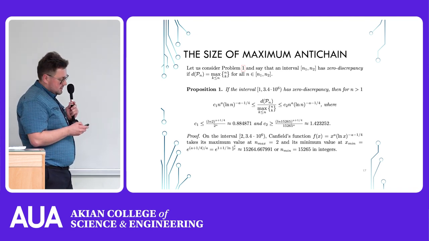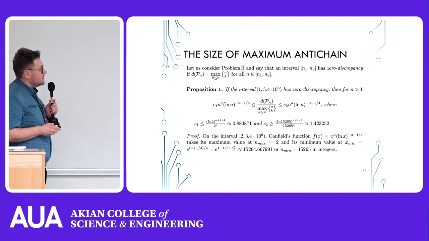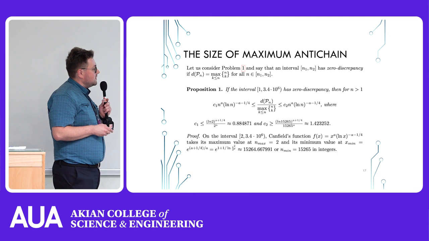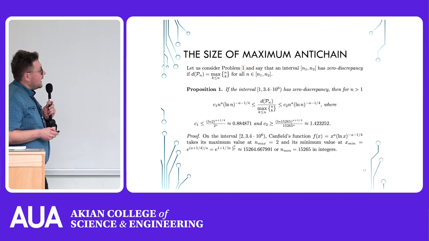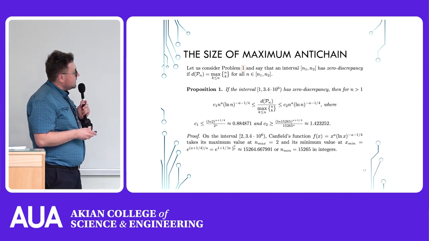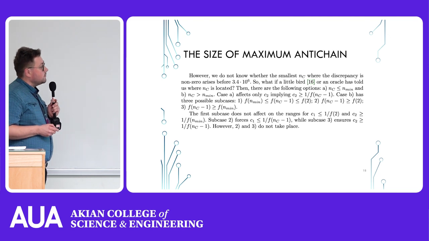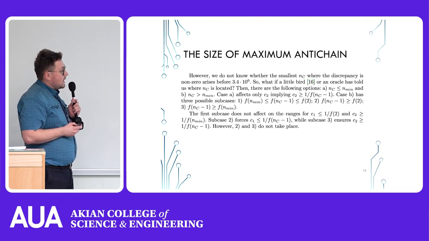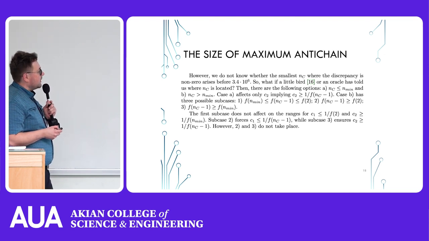The first proposition tells us what the constants are. The constants are obtained from the first order conditions for this function. It has its maximum and minimum on the left. It has its maximum at n2, and the minimum is given by this n in integers. That's not an integer if we compute it directly. And if a little bird would tell us where the discrepancy arises, we can refine the coefficients nicely. You may think that this is not a little bird, but just an oracle.